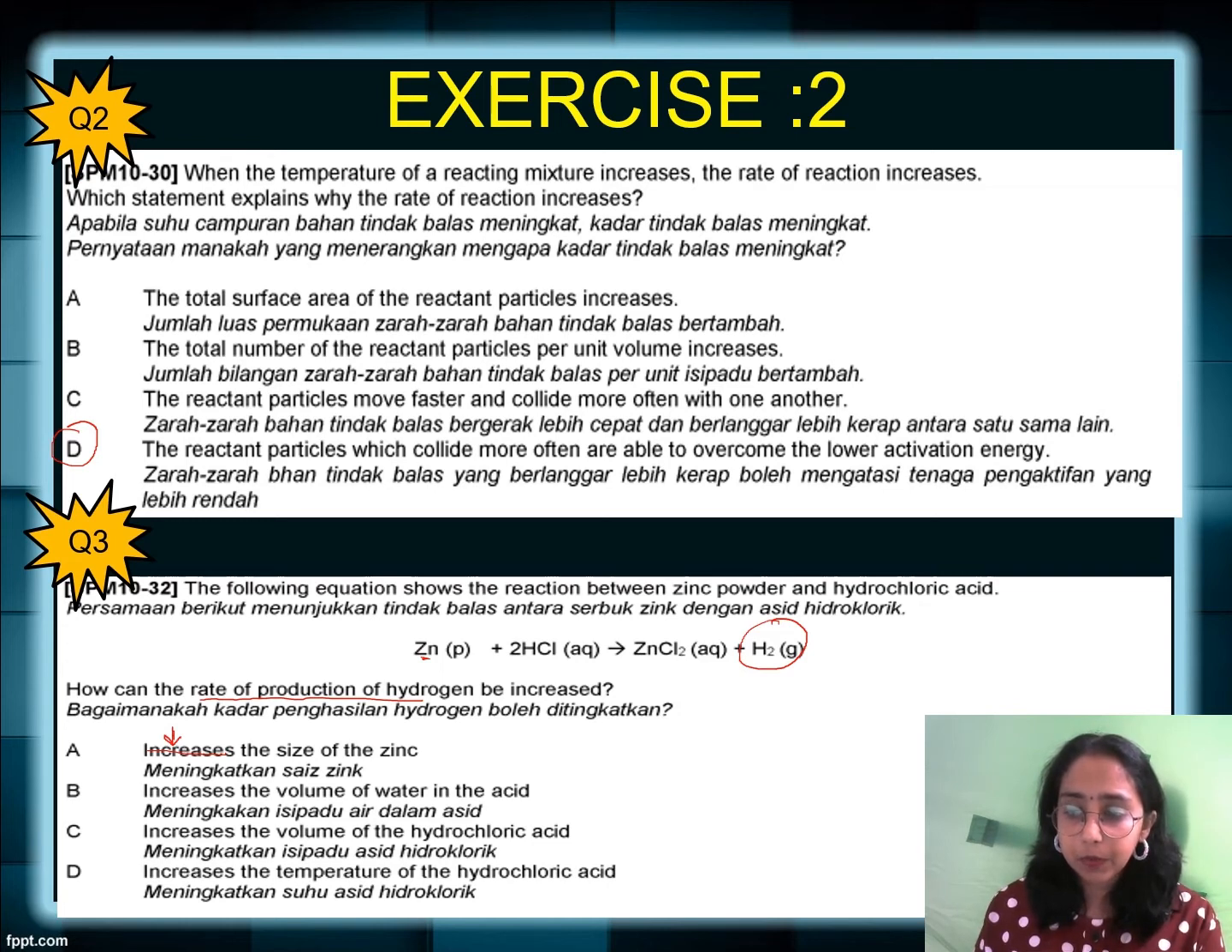Do you think volume of water is a factor? No, right? But even when you increase the volume of water, what will happen to the acid? It will affect the concentration. Concentration will decrease. So, wrong concept too.